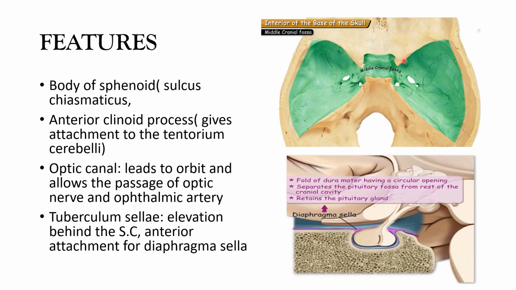Now it's important to note that there's a very small canal which is hiding beneath the anterior clinoid process. There's one here and then there's another one here. It's called the optic canal, and this canal transmits the optic nerve and the ophthalmic artery.